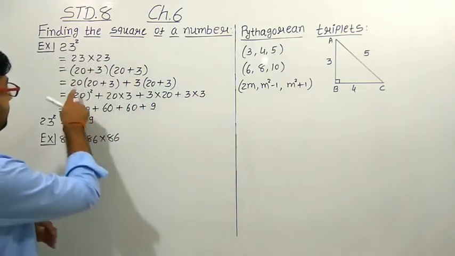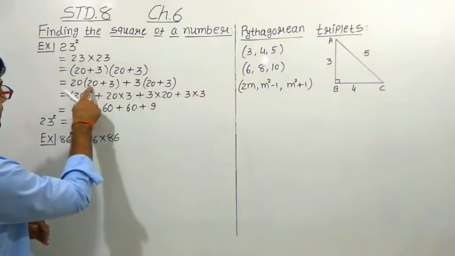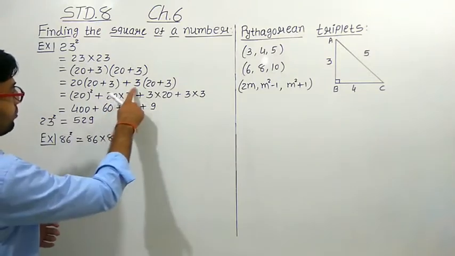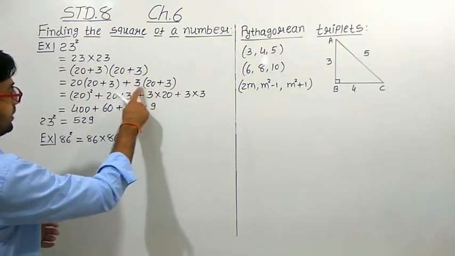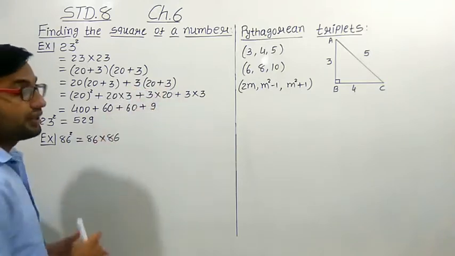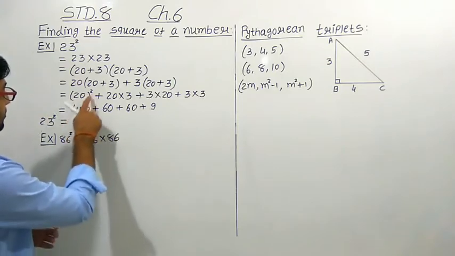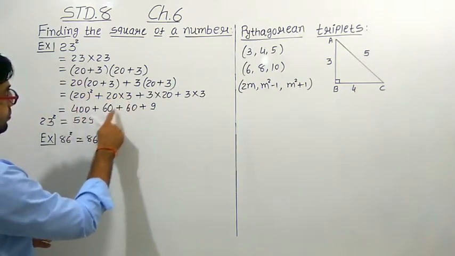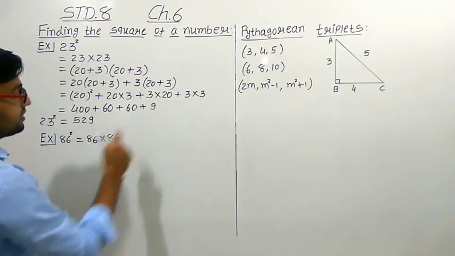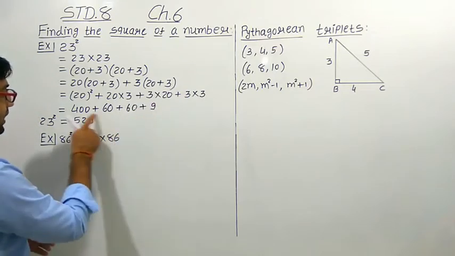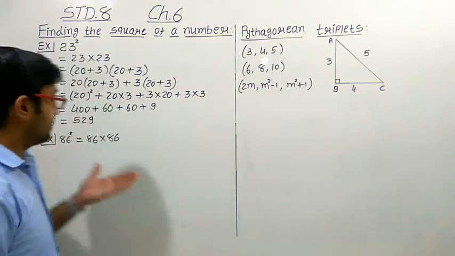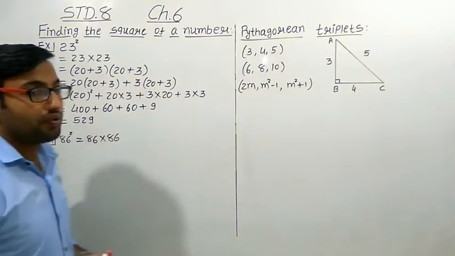Okay. Now multiply this 20 with this 20. We get 20 into 20, 20 square. 20 into 3, that is 20 into 3. Now 3 will multiply with 20, 3 into 20. And 3 multiplied by 3, that is 3 into 3. Okay. Now 20 square is what? 400. 20 into 3, 60. 3 into 20, 60. 3 into 3 is 9. So when we add all these numbers, we get 529. And this is what? This is the 23 square.